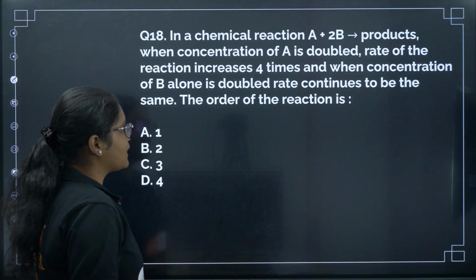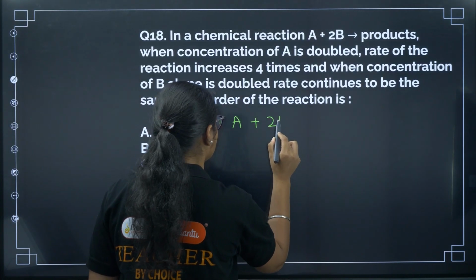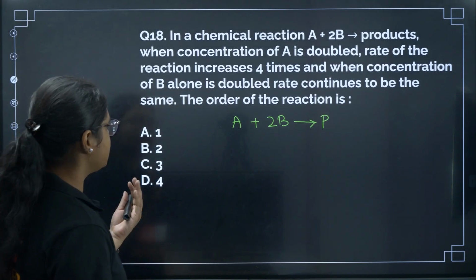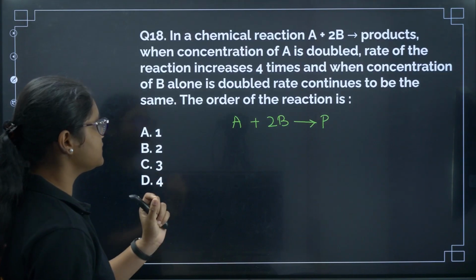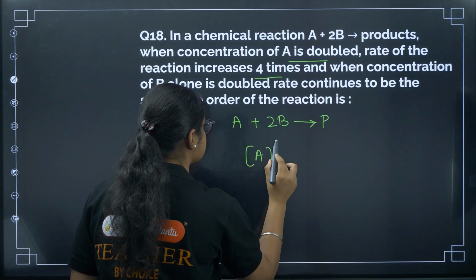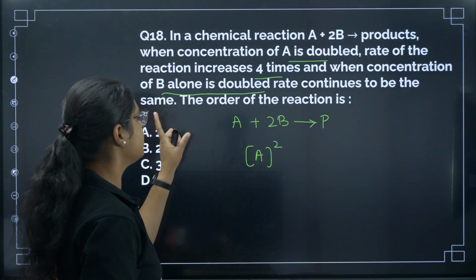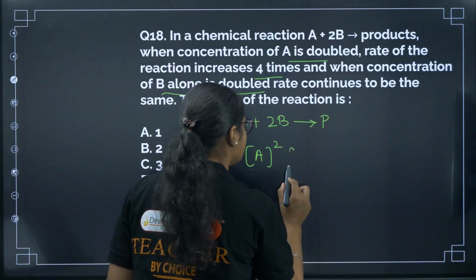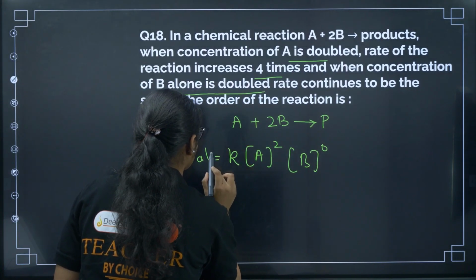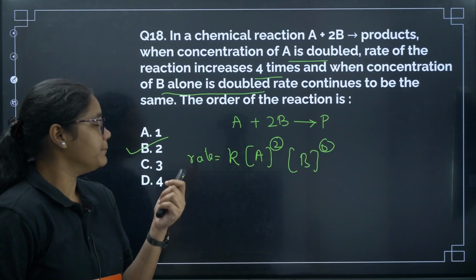Okay, next. In a chemical reaction, A plus 2B gives product. So we have A plus 2B gives product. When the concentration of A is doubled, the rate of the reaction increases 4 times. So when you are doubling it, it is becoming 4 times. So with respect to A, it is a second order reaction. And when the concentration of B alone is doubled, the rate continues to be the same. That means with respect to B, it is a zeroth order reaction, right? So what will be the overall order of the reaction? 2 plus 0, that is 2. So the correct answer is option number B.